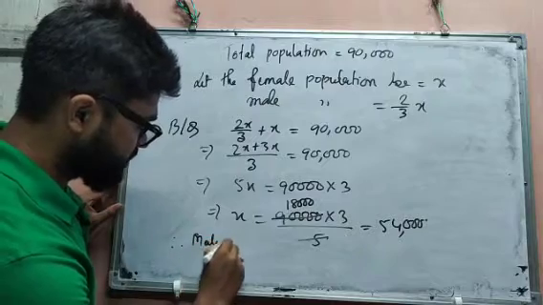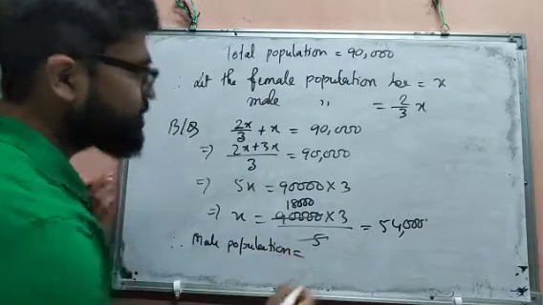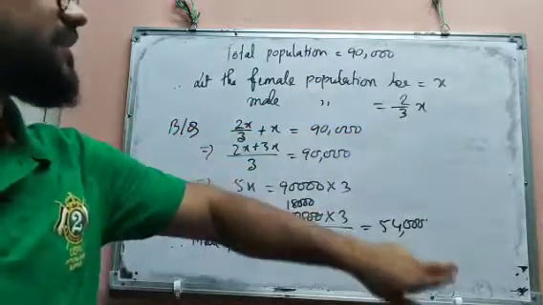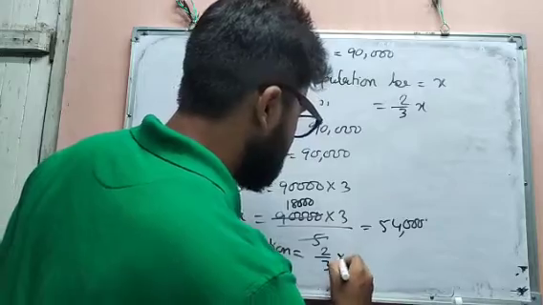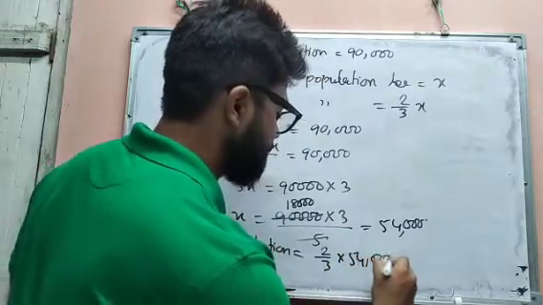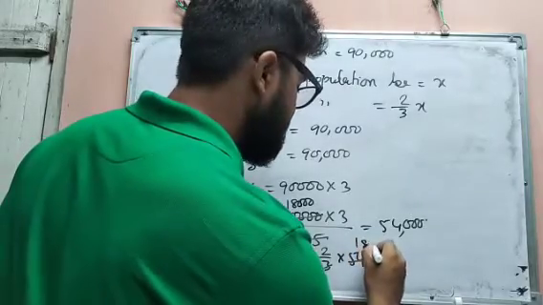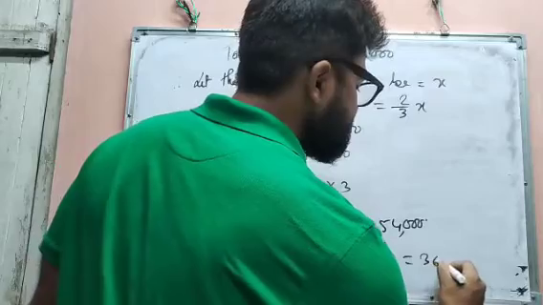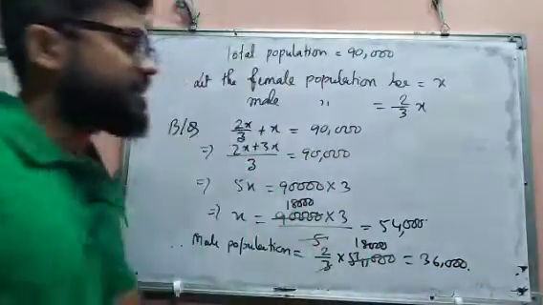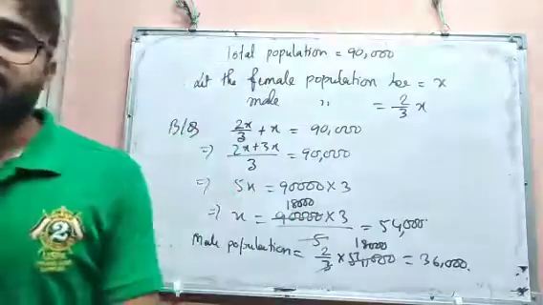Male population equal to 2 by 3rd of x, that means 2 by 3rd of the female population. So you can write 2 by 3 into 54,000. Again 3 divides 54,000 18,000 times, so 2 into 18,000 equal to 36,000. So here the female population is 54,000 and the male population is 36,000.